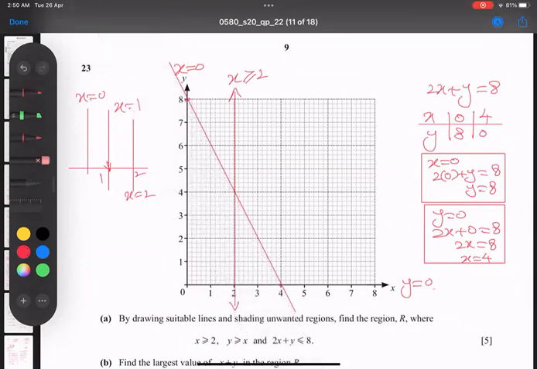Okay, I'm erasing for a while. This x is equal to 0. And on this line, I'm writing the inequality. The inequality is 2x plus y is less than or equal to 8. The third inequality is this one, I mean to say x plus y. I'm writing it now here.